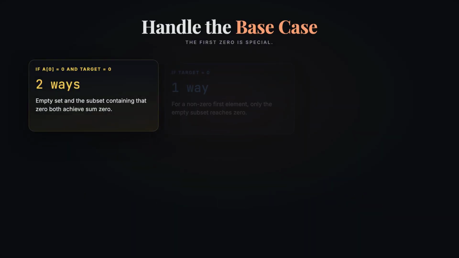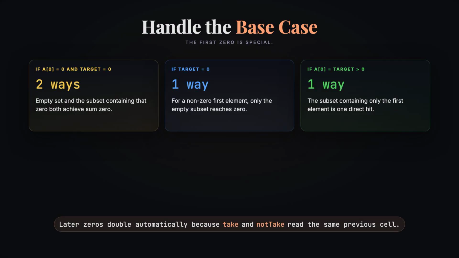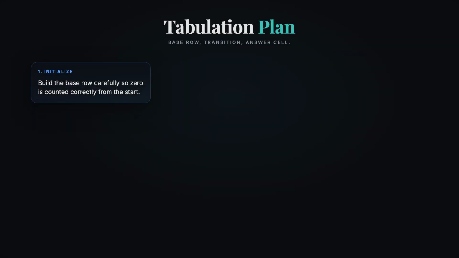This breaks the naive base case. You can't just say there's one way to reach 0. So we handle the first element carefully. If the first element is a 0 and the target is 0, there are two ways: the empty set and the set containing that 0. Otherwise, one way for an empty target, and one way if the element equals the target. Zeros at later positions take care of themselves, because take and not take both read the same cell, doubling it automatically. Let's put it together in code.